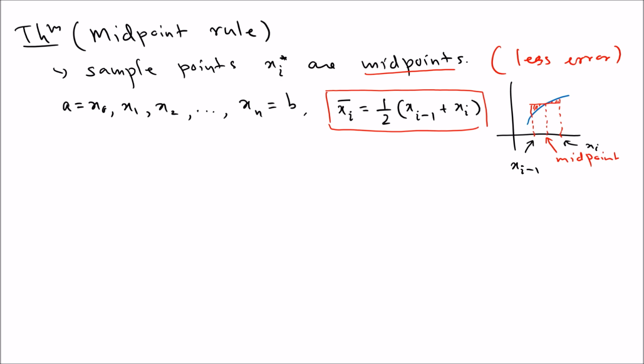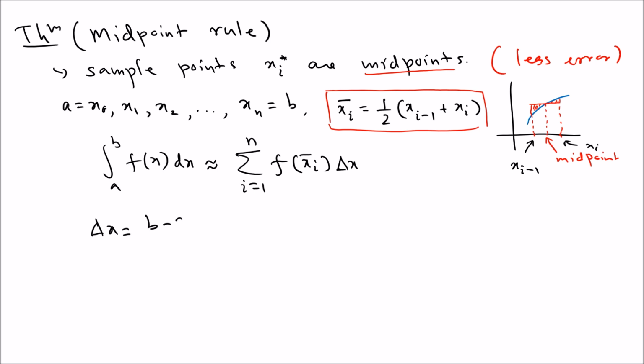Perfect. Okay, good. So the formula now is simply: the integral from a to b of f(x) dx is approximately equal to the sum, i going from 1 to n, f(xi bar), the midpoint, times delta x. Delta x is still the same: delta x is simply (b minus a) over n, or sometimes we call this h.